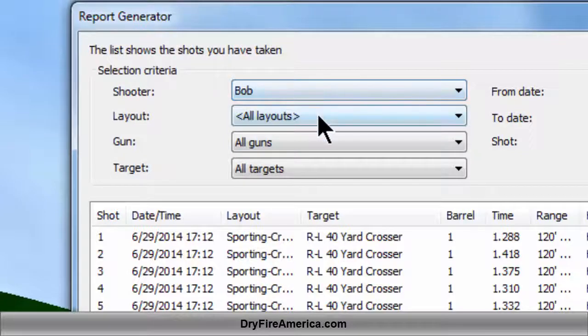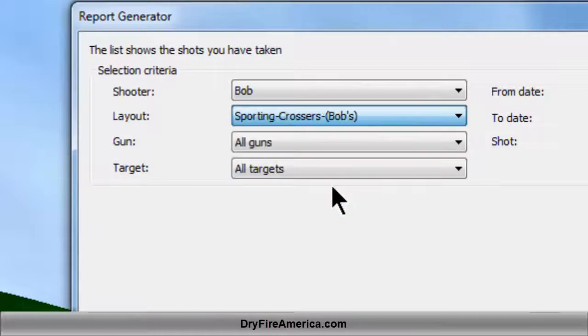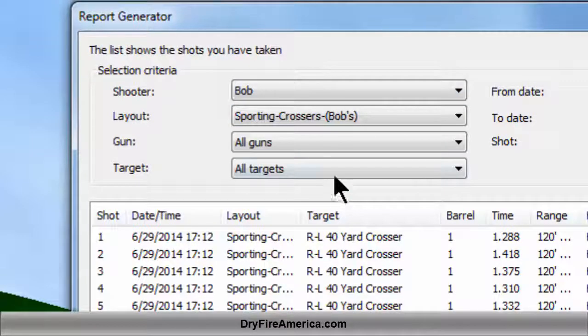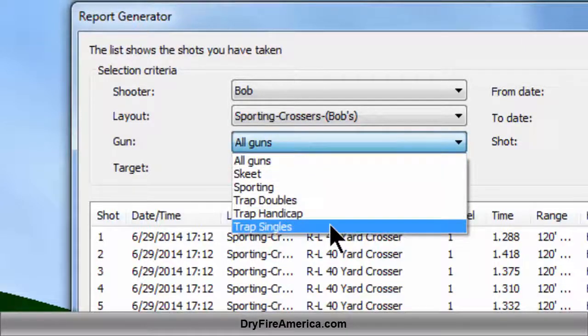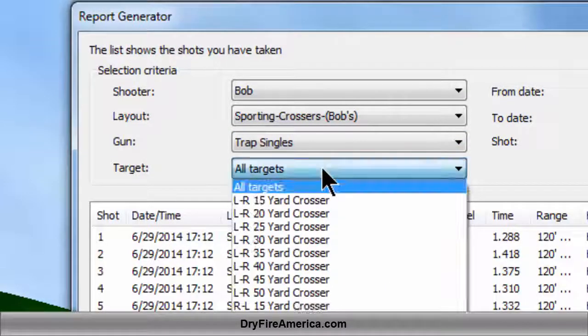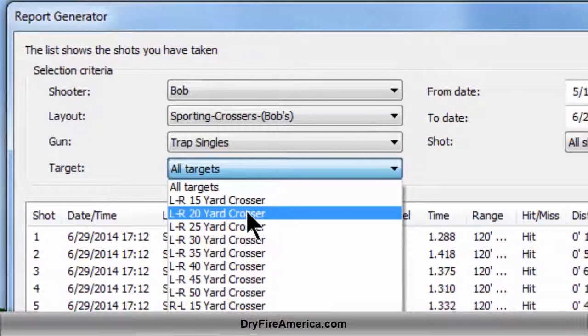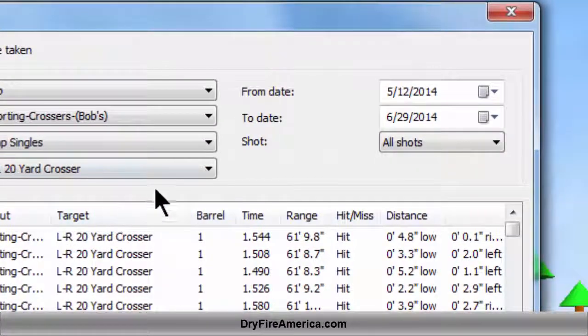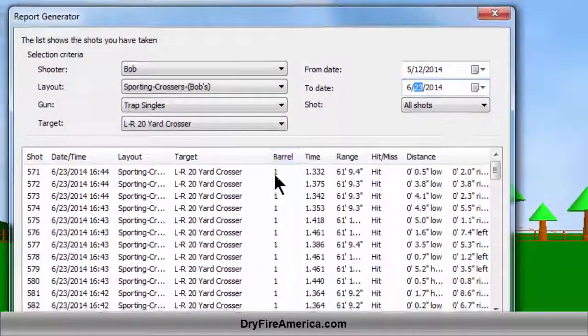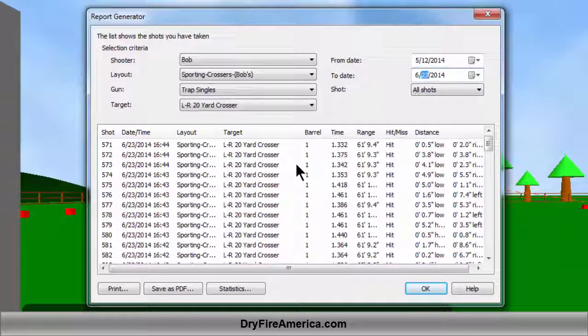That is Bob. The layout will be sporting crossers, Bob's. The gun will be trap singles. The target will be left to right 20-yard crosser. And I'm going to make one minor change up in here to limit the number of targets we're going to deal with by clicking 29 and changing it to 23. And that will limit the number of targets that we're looking at to 85.